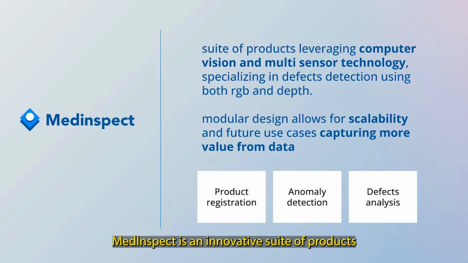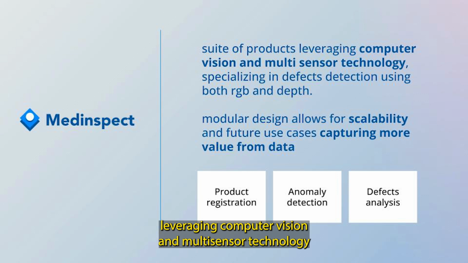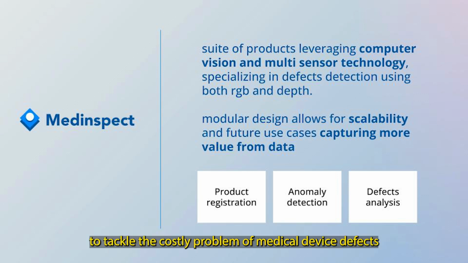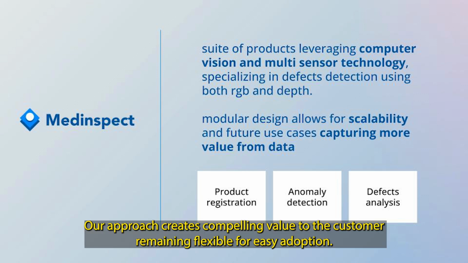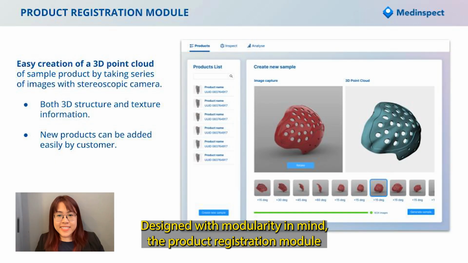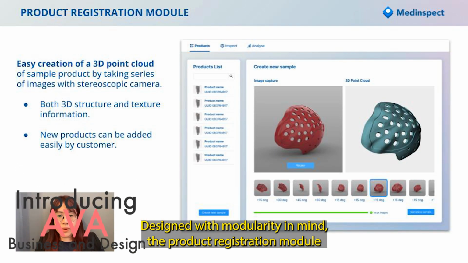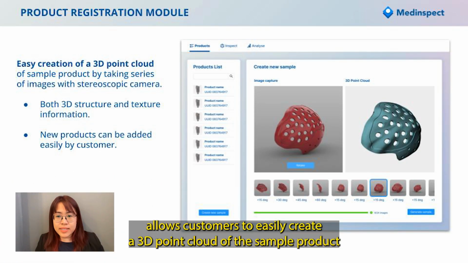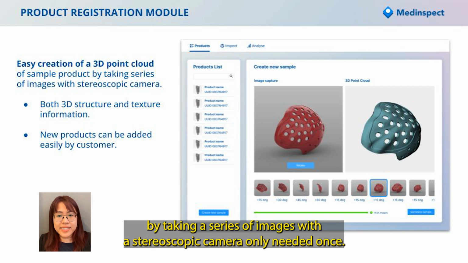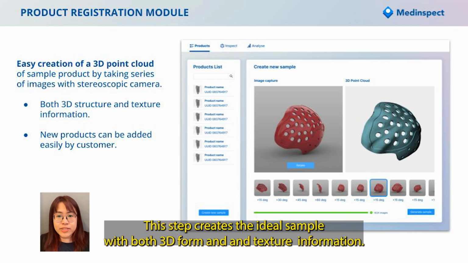MedInspect is an innovative suite of products leveraging computer vision and multi-sensor technology to tackle the costly problem of medical device defects. Our approach creates compound value to the customer, remaining flexible for easy adoption. Designed with modularity in mind, the product registration module allows customers to easily create a 3D point cloud of the sample product by taking a series of images with a stereoscopic camera. Only needed once, this step creates the ideal sample with both 3D form and texture information.